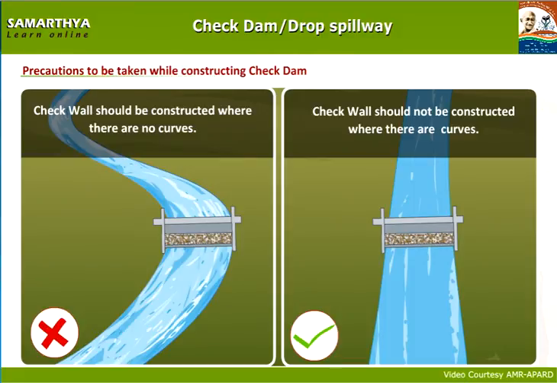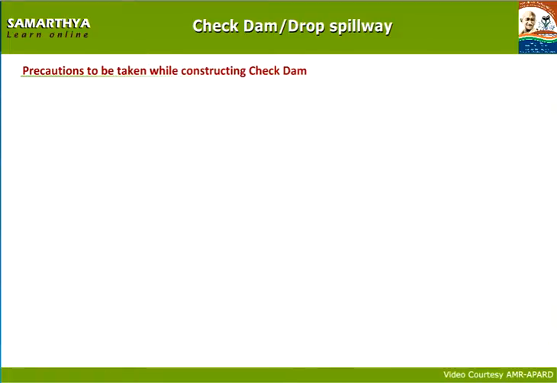Velocity of run of water is very high at broad streams. At the same time, bunds may get eroded quickly. Therefore, check dam should not be constructed at broad streams. Check dam should be constructed at narrow streams only. Check wall should be constructed where there are no curves.